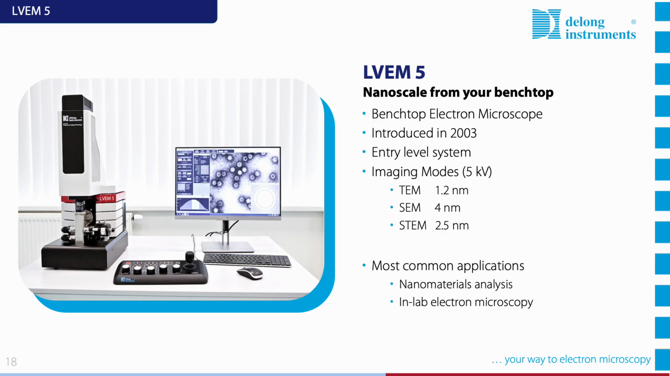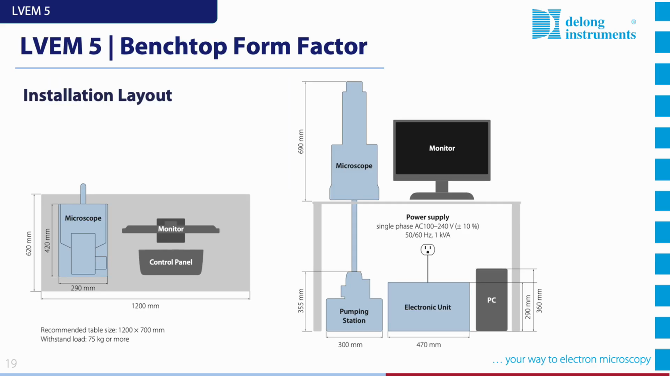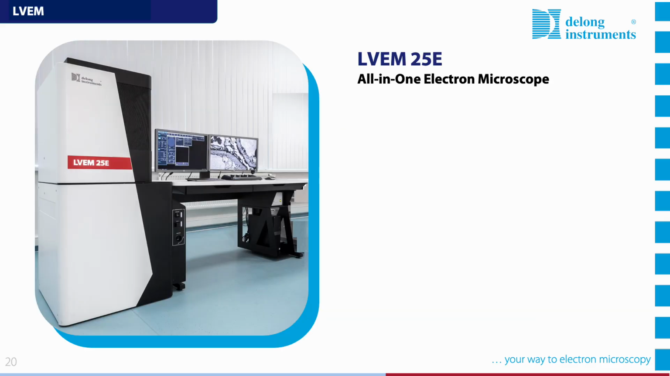First introduced in 2003, the LVM5 is an entry-level system designed to bring high-quality electron microscopy directly into your lab. It offers multiple imaging modes at 5 kV: transmission mode with 1.2 nanometer resolution, scanning mode with 4 nanometer resolution, and STEM mode with 2.5 nanometer resolution. The LVM5 is most commonly used for nanomaterials analysis and general in-lab electron microscopy, providing a compact, easy-to-use solution for routine imaging. The LVM5 is designed with a benchtop form factor, making it ideal for standard laboratory spaces.